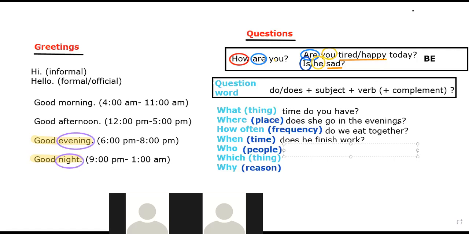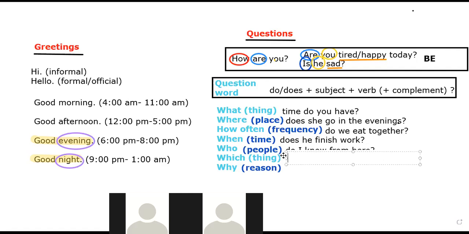Who do I know from here? So who, the question word, the auxiliary do, subject I. The verb is know, and complement from here. ¿A quién conozco de aquí? Right? Who do I know from here?